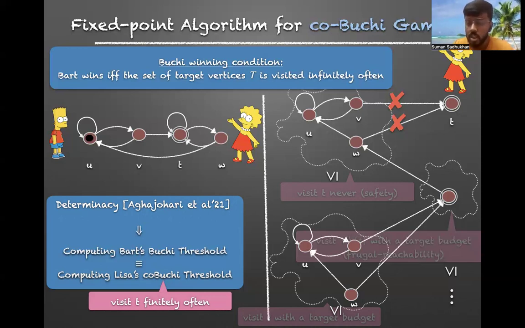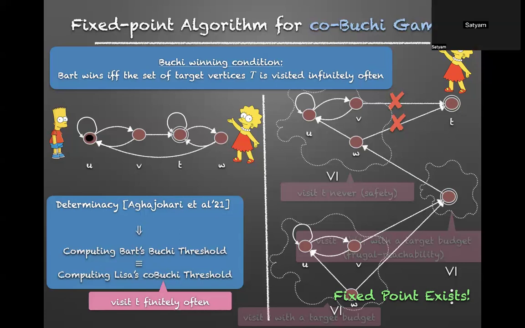So that intuitively shows you that the threshold budgets are non-increasing. And because these are all finite, eventually it will reach a fixed point. And the budget that we compute at the fixed point is the budget by which Lisa can ensure that T is visited only finitely. So in this way, you compute the threshold budget for Buki objective, and of course, it will give you also the threshold budget for Kabuki objective. Is it clear?